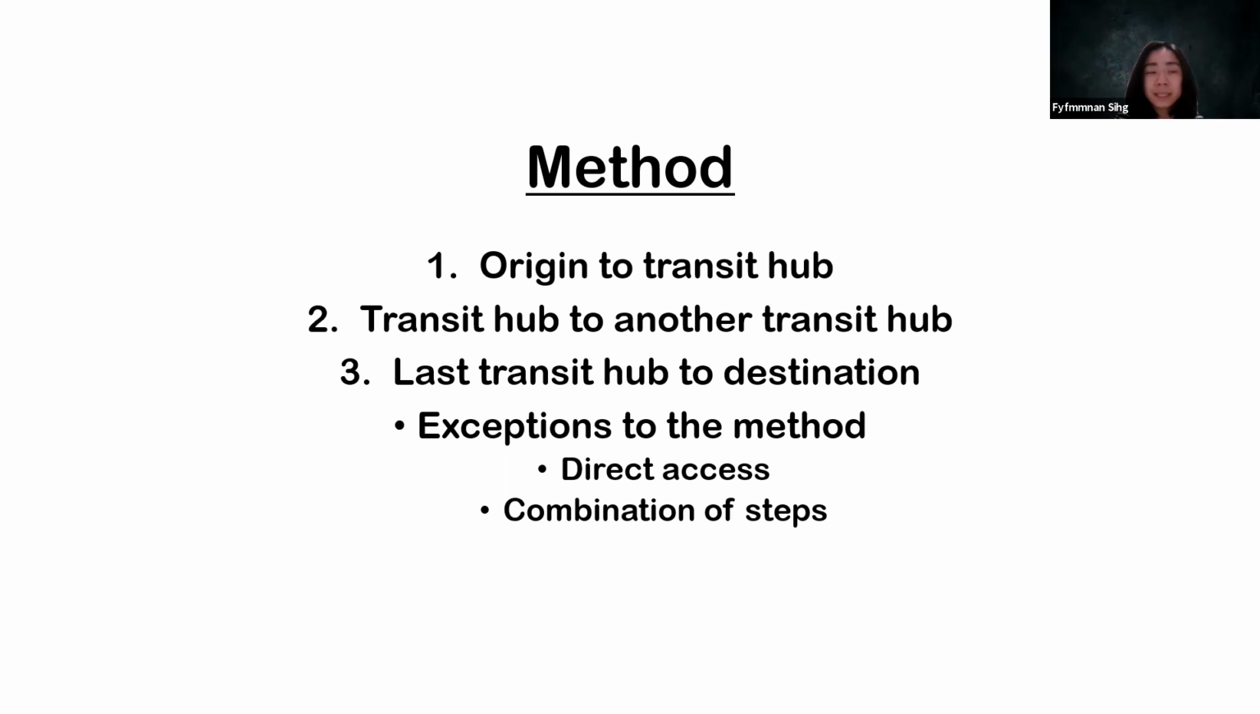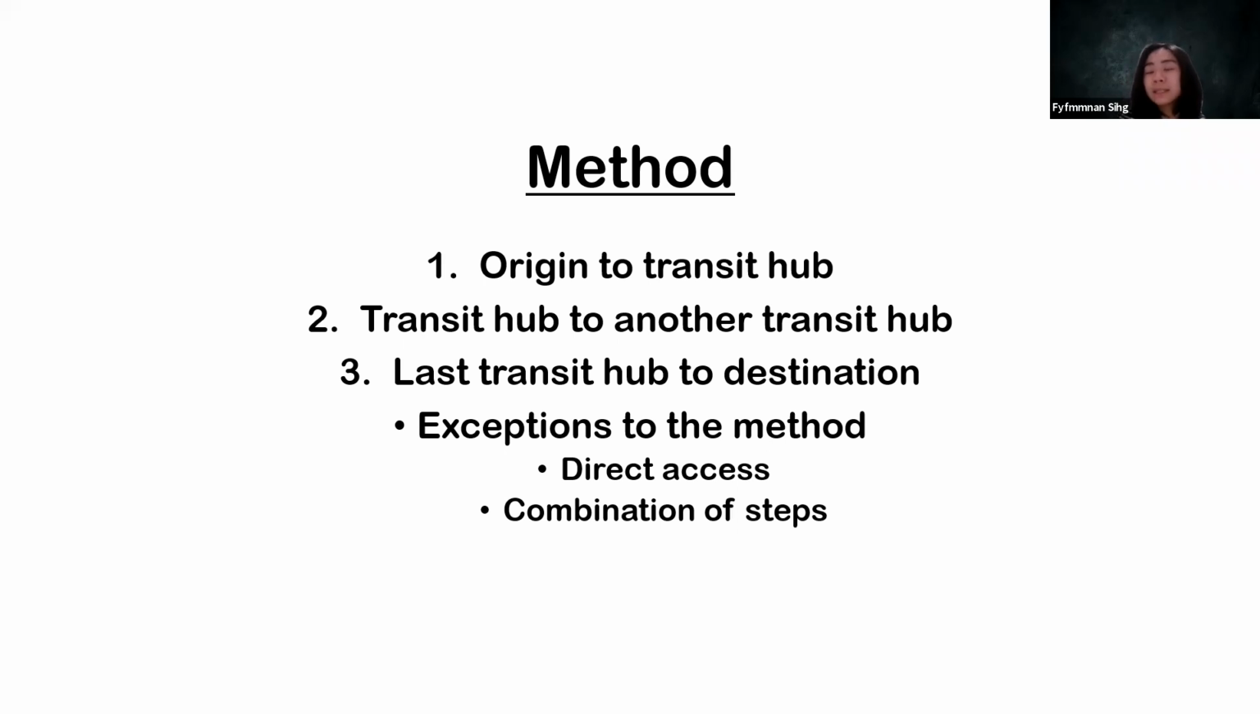If multiple routes exist and not just one route, you might want to consider multiple factors, the factors we discussed earlier: directness, connectivity, and efficiency, to optimize your trip as much as possible. We have a few exceptions to our method. So those are direct access and combination of steps.